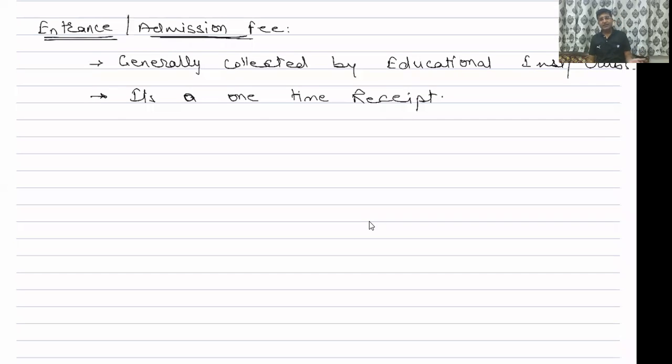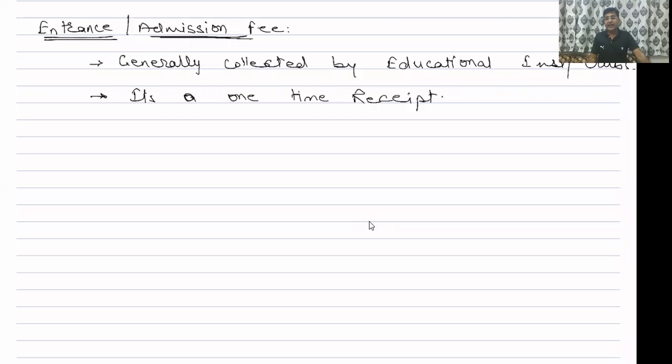Like when we moved from nursery to first standard, when we went to fifth standard, when we went from 10th to college, every time the school or college is getting it from the new student, but they are getting it only once from every new student, and that's why I'm calling this a one-time receipt. All right.